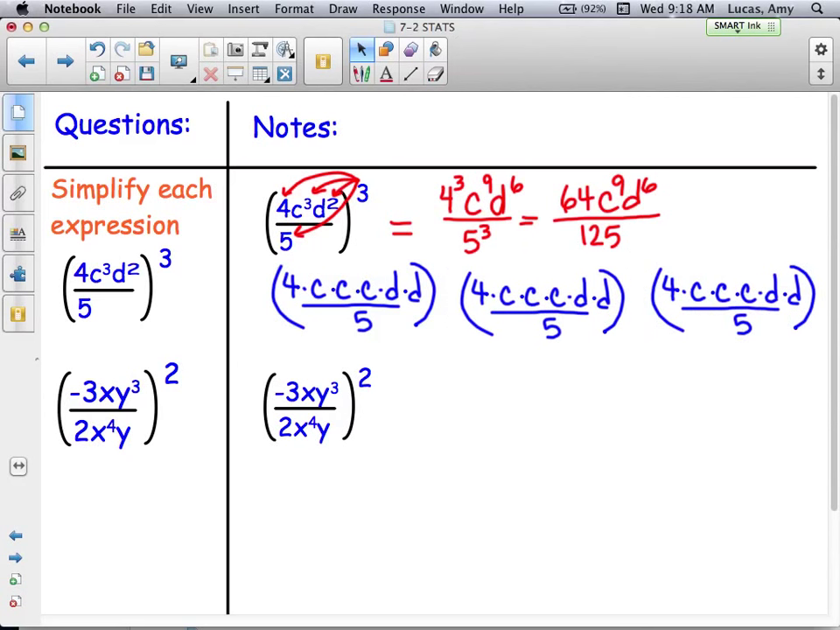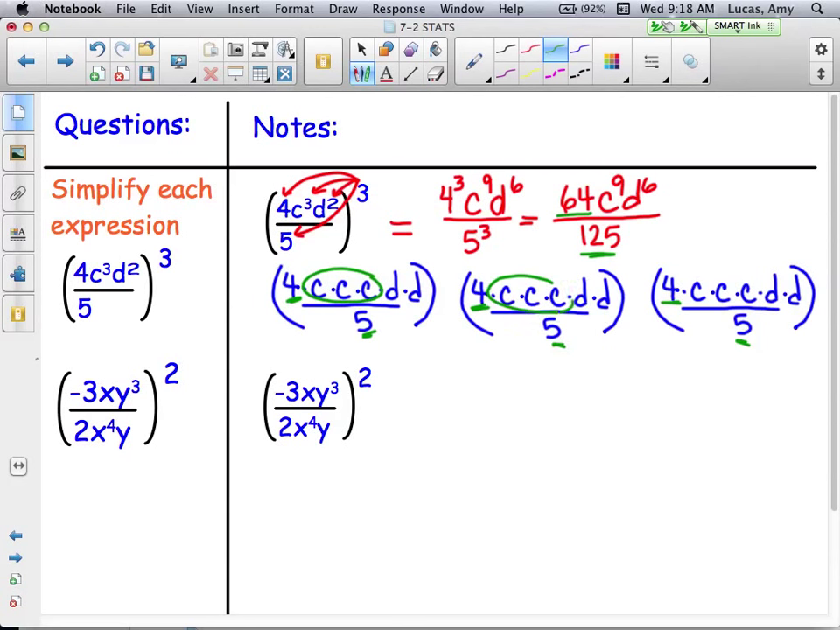Okay, so hopefully you can tell by looking at these when I multiply my fractions, 4 times 4 times 4 is 64. 5 times 5 times 5, that's my 125. And then look at how many c's I'm multiplying. So c to the 9th, and then d to the 6th. So you can see where this answer would come from in expanded form.